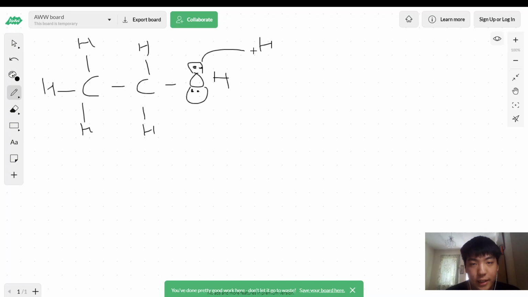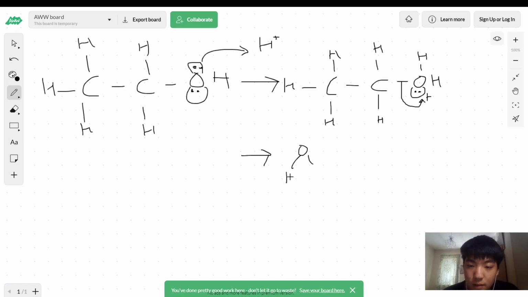This makes the hydrogen ion attached to the oxygen of the OH group, but it also creates a positive charge there too. Therefore, the pair of electrons from the carbon-oxygen bond moves towards the positive charge, which gives us water and a carbocation.